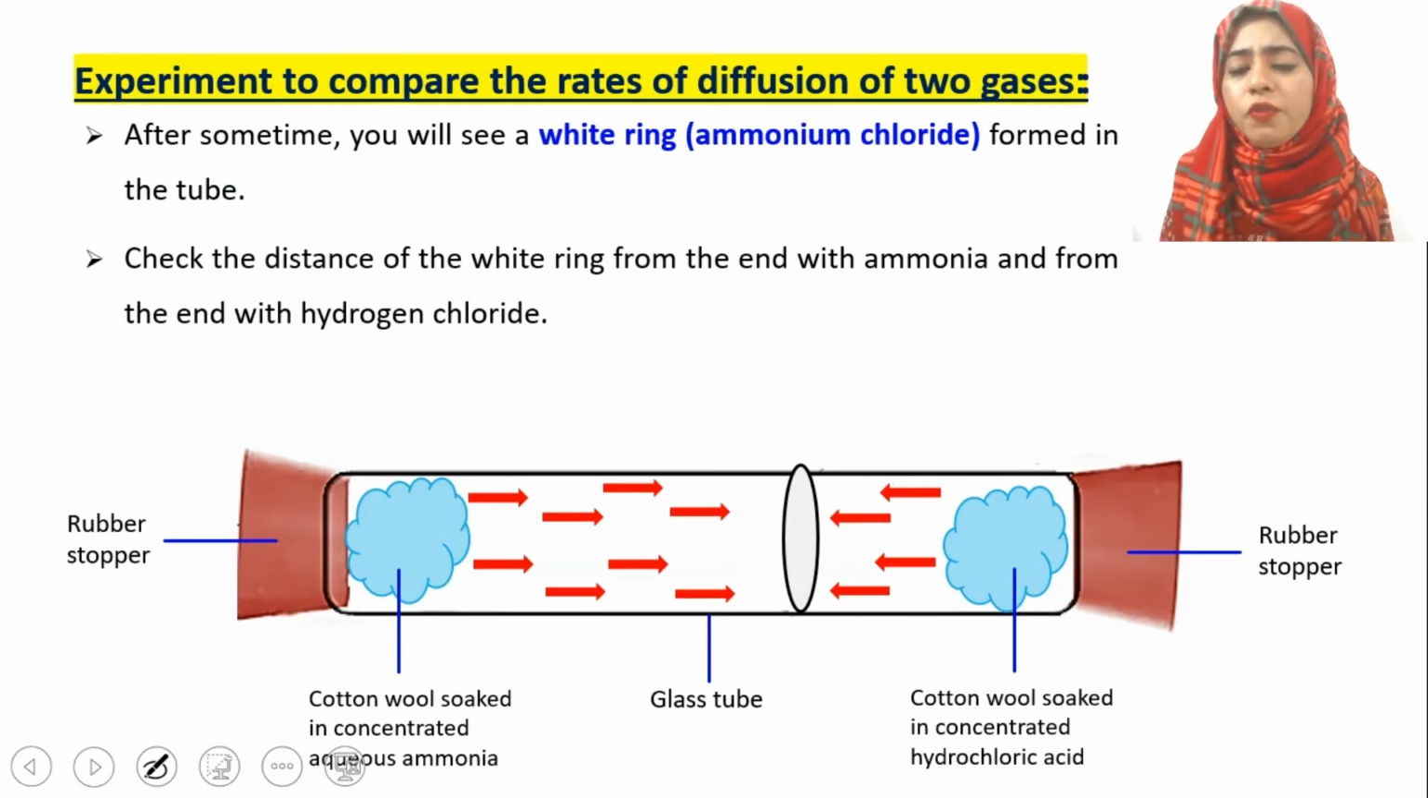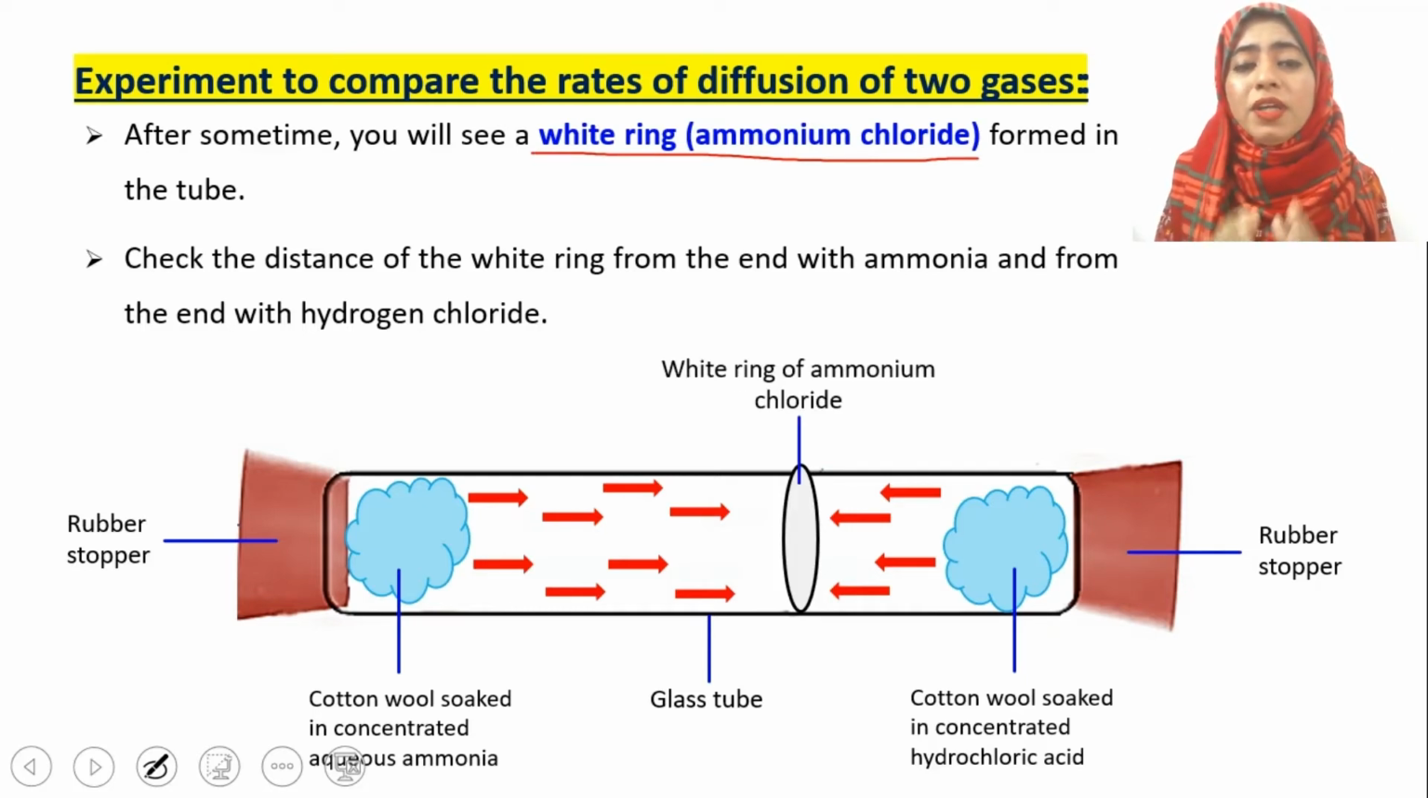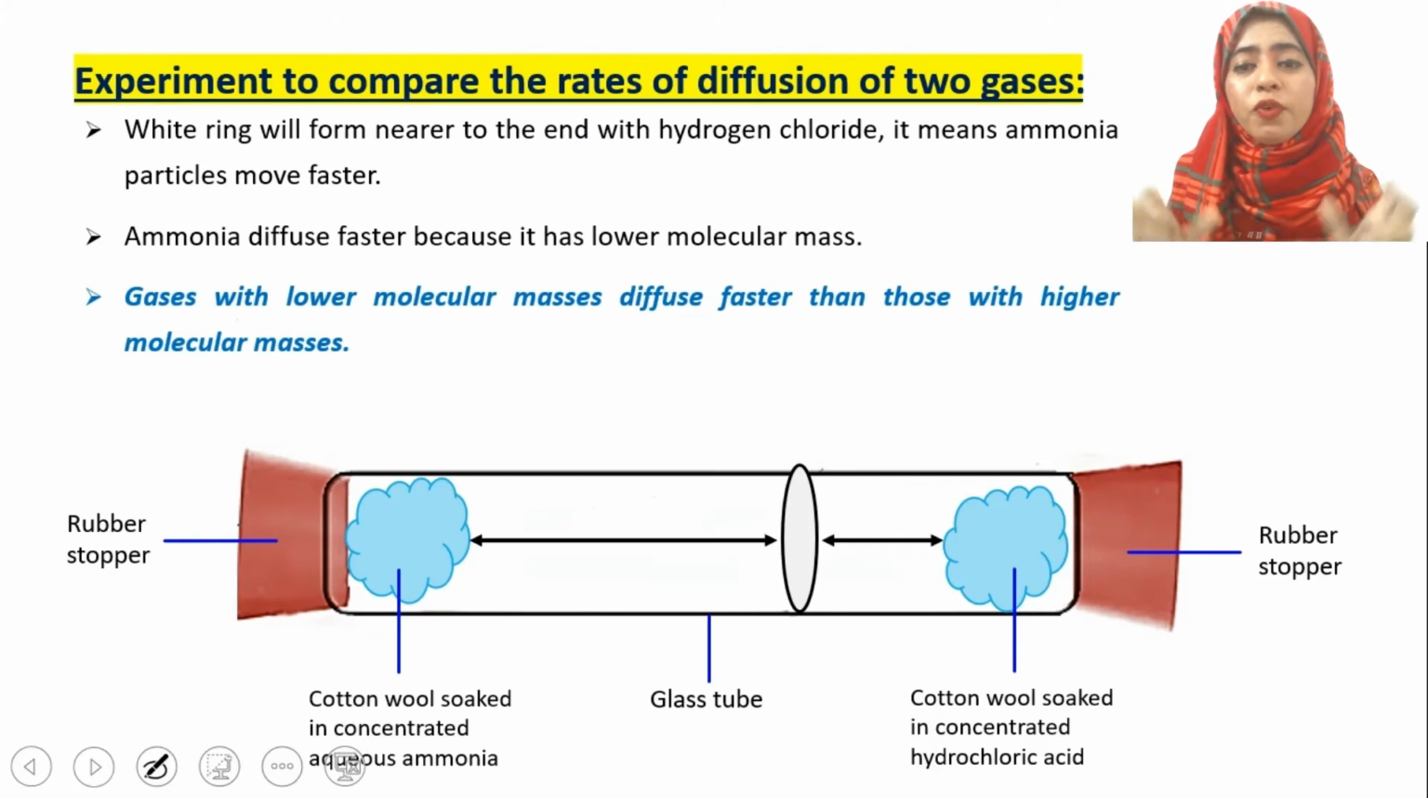Why is this white ring forming here? Actually, the ammonia and the hydrogen chloride react together in a chemical reaction and form ammonium chloride in the form of a white ring. Now, check the distance of the white ring from both ends. You will see that the distance of the white ring will be less from the hydrogen chloride side, but the distance will be more from the ammonia side. Why?